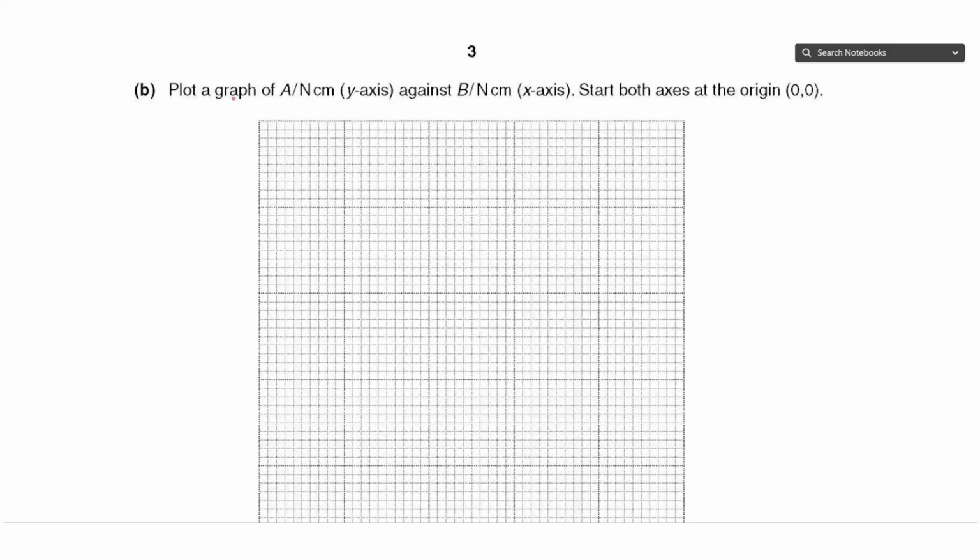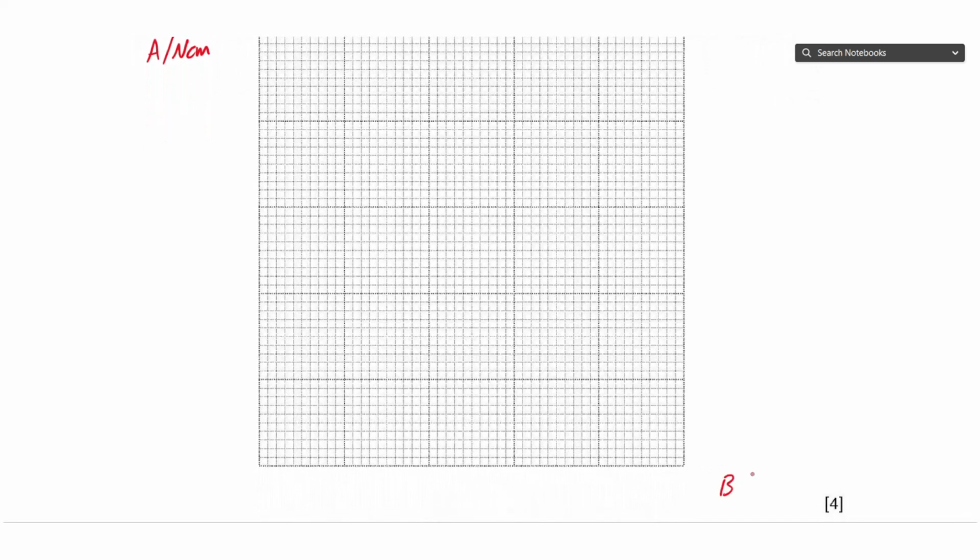Part B says plot a graph of A per Newton centimeter on the y-axis against B per Newton centimeter on the x-axis, and start both axes at the origin. So first we label the axes, A per Newton centimeter here, and we have 5 divisions, B per Newton centimeter here, and we also have 5 divisions. As for A, the maximum value was 40 and the minimum is 0, since we have to start both axes at 0. And then we divide by 5 divisions.